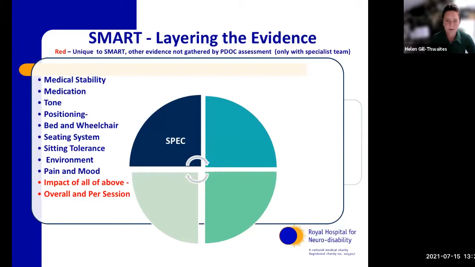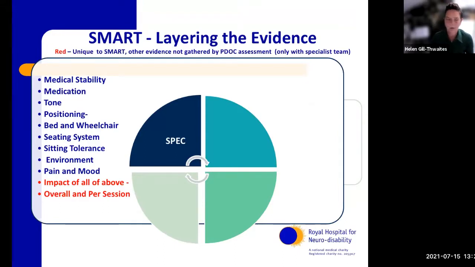So what we're looking at here is what we call Spec. Basically this is looking at the patient and their environment before you even start the assessment. And we do this for all of the sessions. So we have 10 sessions and we check it out in every single one of them. And then we'll do an overview as well.